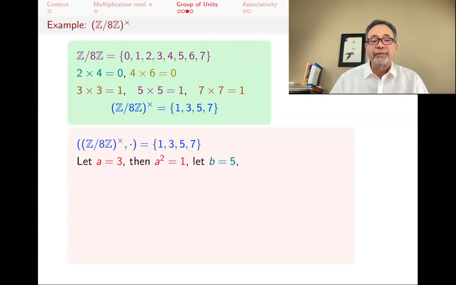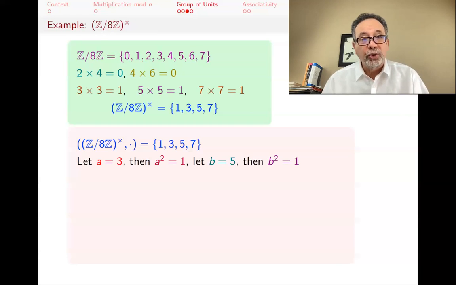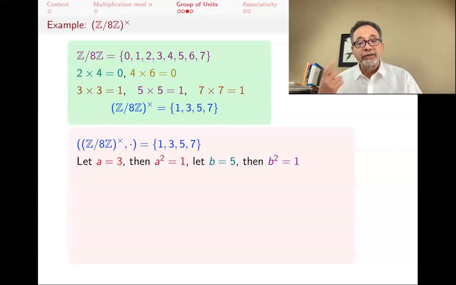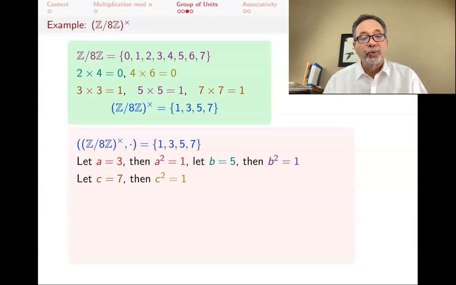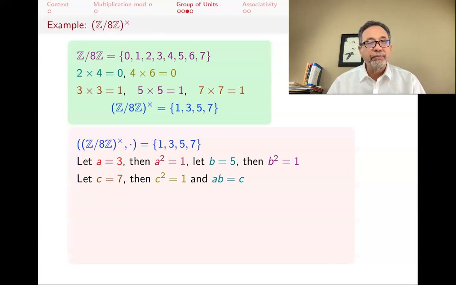Well, maybe 5 will. But 5 squared is also 1. 5 times 5 is 25. Mod 8, you take 24 of it out, and you're still 1. What about 7? Well, C squared is also 1. And so none of A, B, or C, none of 3, 5, or 7, and definitely not 1, generate this group.